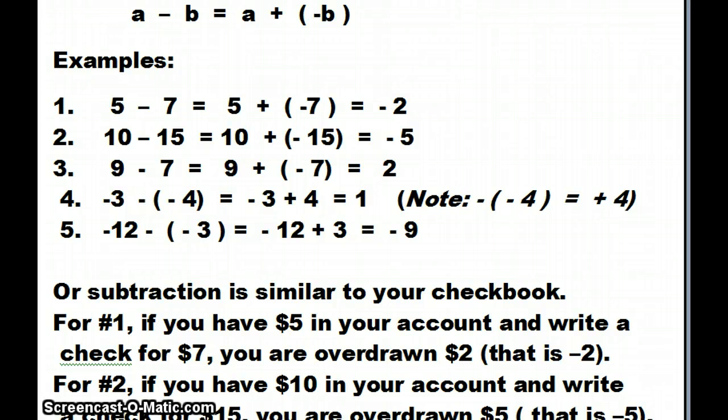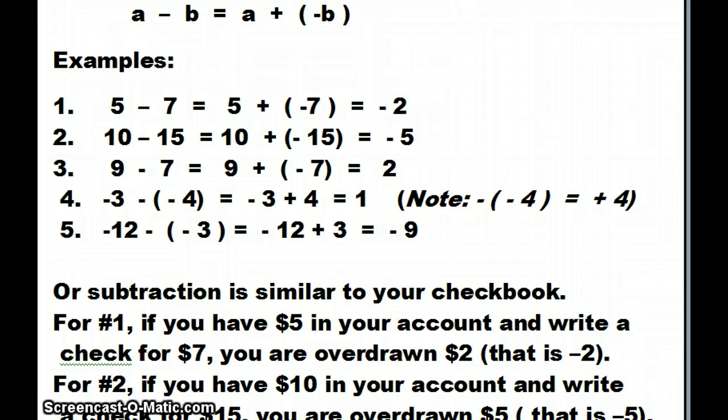If you are good with subtraction and it doesn't bother you, you can certainly leave it as subtraction. If the subtraction bothers you, then go ahead and change it to addition. Addition is sometimes a little easier than subtraction. Problem number 2: 10 minus 15 becomes 10 plus negative 15, which gives you a negative 5. 9 minus 7, none of us would change that. We would just take that as a 2. If you wanted to rewrite it, it would be 9 plus a negative 7 is equal to 2.